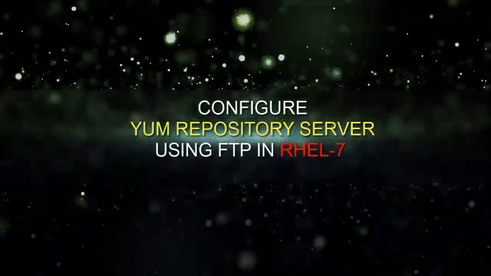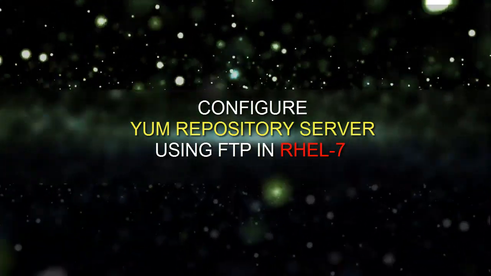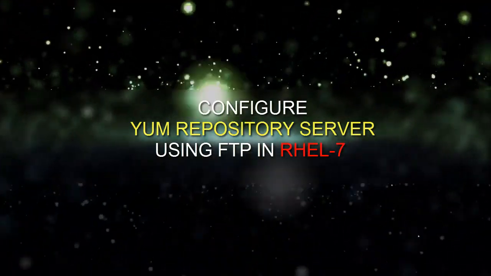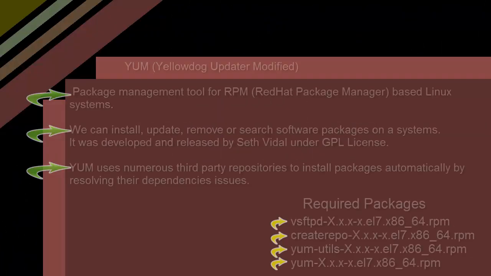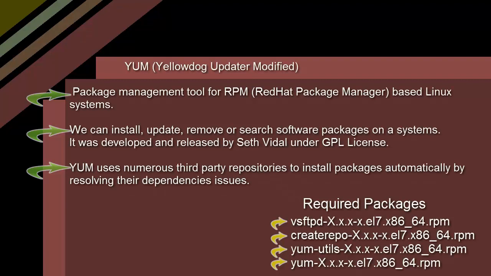In this video we are going to see how to configure YUM local repository server using FTP in Red Hat Linux 7. Here we mention the required packages to create a YUM repo server. VSFTPD is used to transfer files in the local network, createrepo is responsible for creating the database, the package list, and creating the repository. yum-utils and YUM packages take care of package installation and repo query related activities.